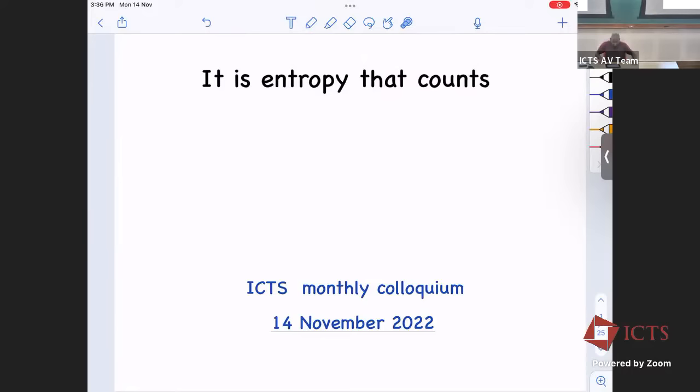Please ask questions whenever something is not clear. And also, I hope there are people online, and there is some protocol for them to interrupt. So, all right. I'll just start with some problems and then we will see.